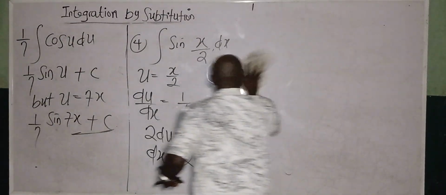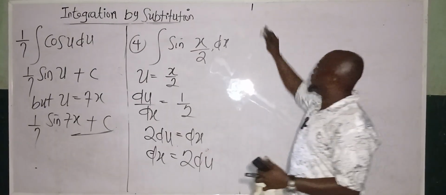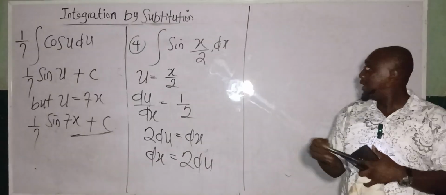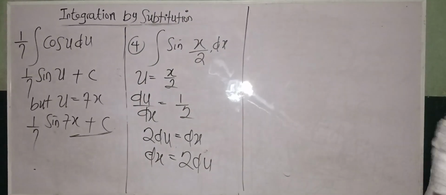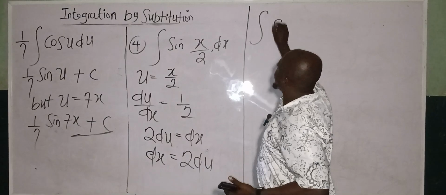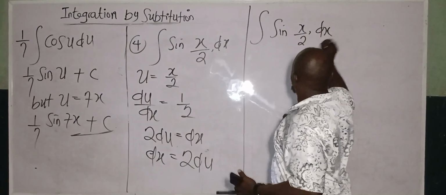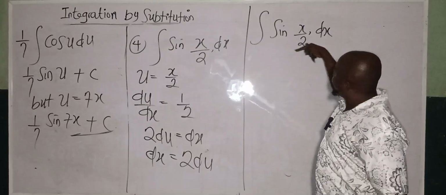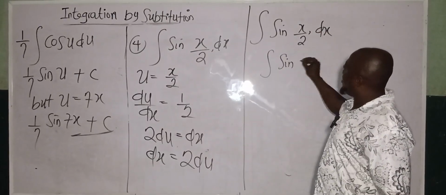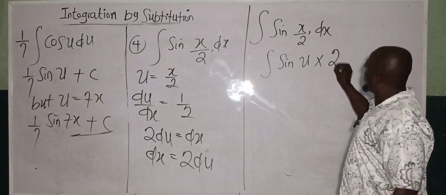Now, what else do we now know to do? We want to remove all the values of x and introduce our u there. So what do we do from this point? We'll go back to this point where we say the integral of sine x over 2 dx. We already know that all of this is my u. So I will now say sine, remove this and put u. We already know this to be 2 du.